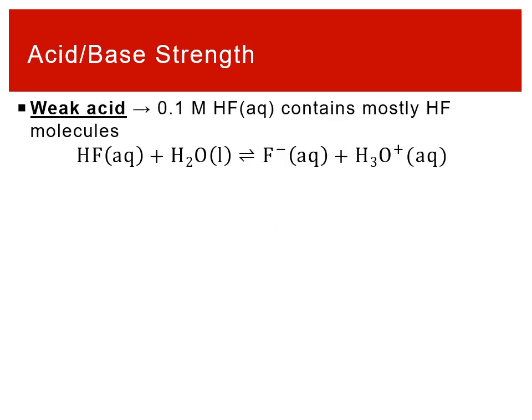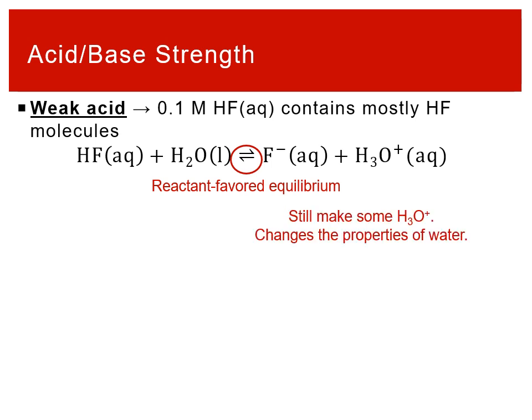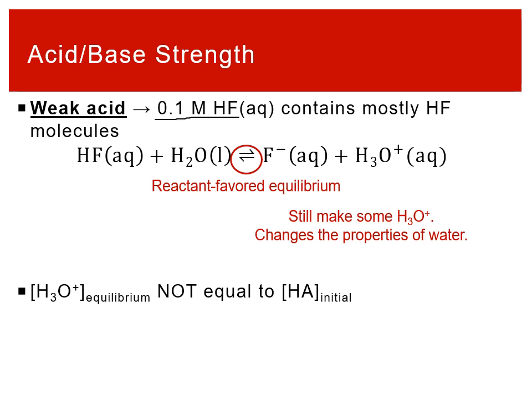For a weak acid, for example, hydrofluoric is a weak acid, when you prepare a solution of that, it's a reactant-favored equilibrium, the reaction with water. So you still do make some hydroniums. The weak acid HF does react with water some. Hydroniums are produced. There you do change the properties of water, because pure water has 10 to the negative 7 hydronium. So a weak acid doesn't have to make a ton in order to cause a change. And so the concentration of hydroniums at equilibrium is not equal to the initial concentration. So this 0.1 molar HF that you started with, you're not going to get 0.1 molar hydroniums in a weak acid solution.